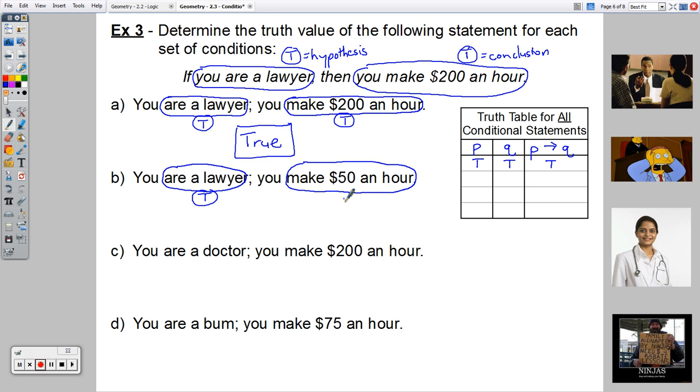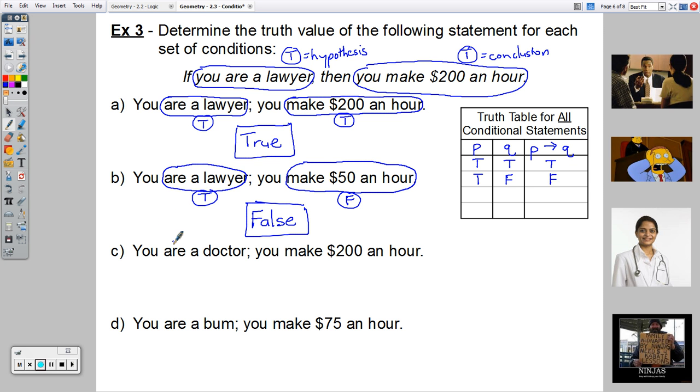So you make $50 an hour. So the conclusion does not match with what I have up here. That would be false then. So if you are a lawyer, then you make $50 an hour. That does not jive with what I see up here. If I'm a lawyer, I'm supposed to make $200 an hour, not $50. This would be false. And so that's this second part of the second row here in my truth table. So I have true P and a false Q. That means the conditional statement, P implies Q, is also false, or is going to be false.